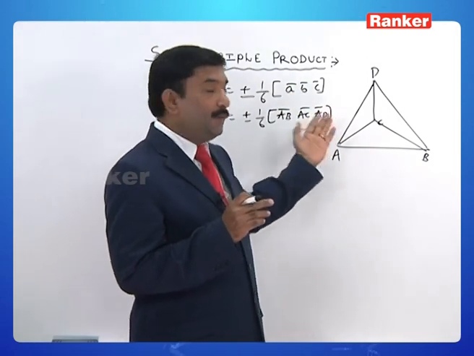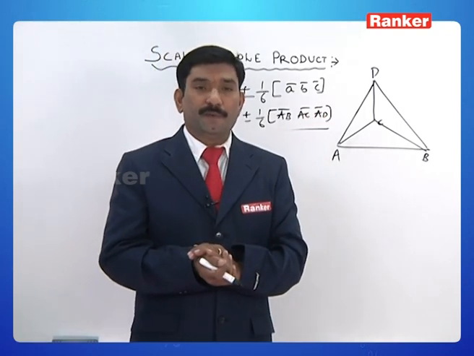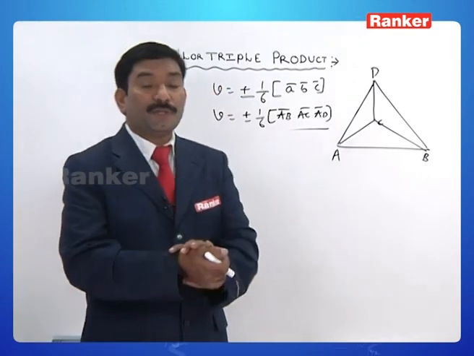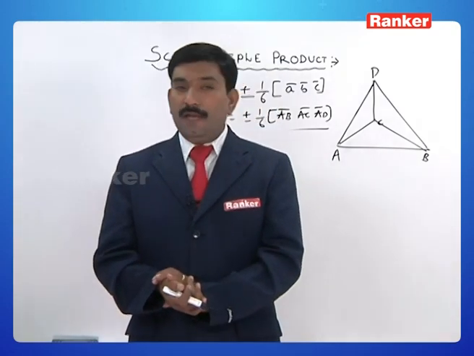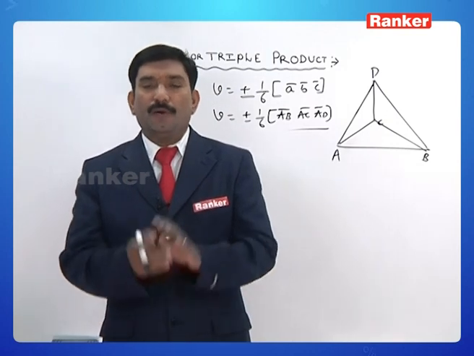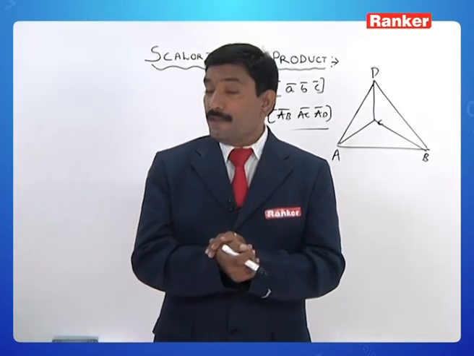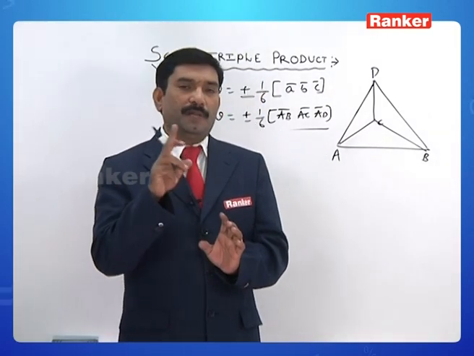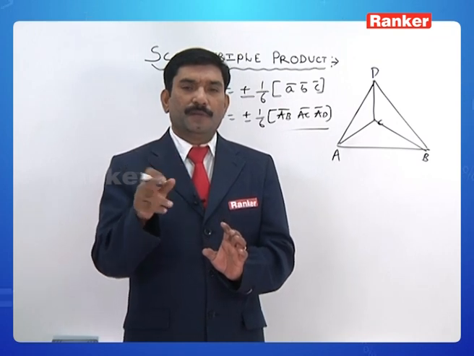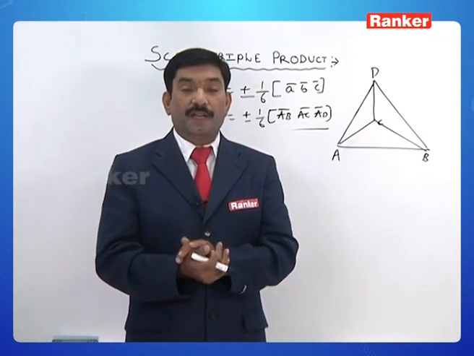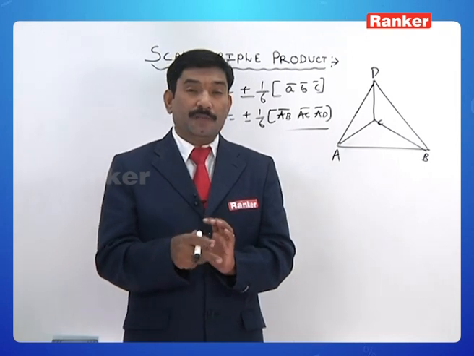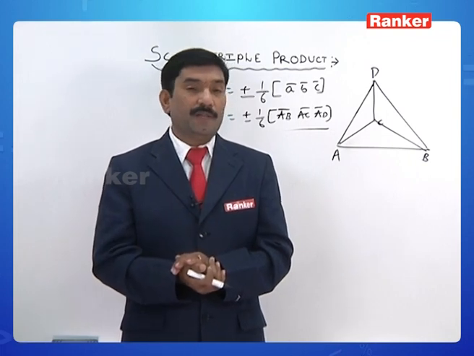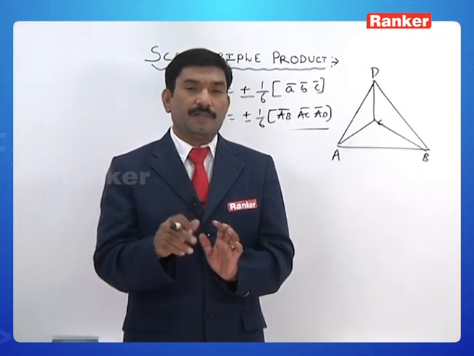Now in place of AB bar, if it is A bar, B bar, AC bar is B bar, AD bar is C bar, we can also write 1 by 6 into box of A bar, B bar, C bar. Instead of vectors, if I give the position vectors of A, B, C, D, I have told already the volume of a tetrahedron is given by 1 by 6 into the determinant. AB bar, that is B1 minus A1, B2 minus A2, B3 minus A3, this is the first row. Second row, AC bar, OC minus OA, C1 minus A1, C2 minus A2, C3 minus A3. AD bar, OD minus OA, D1 minus A1, D2 minus A2, D3 minus A3.